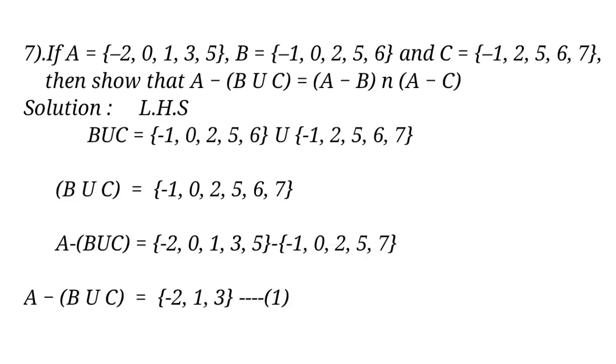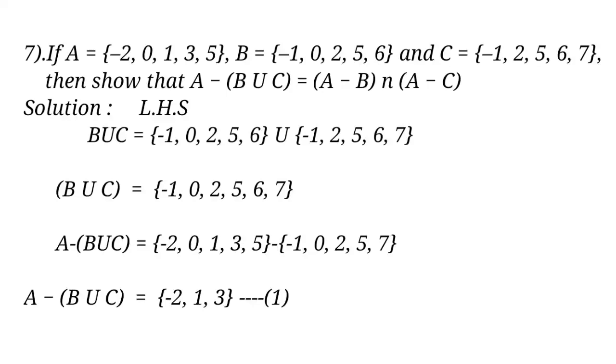Seventh one, if A is equal to {-2, 0, 1, 3, 5}, the set B is equal to {-1, 0, 2, 5, 6}, and the set C is equal to {-1, 2, 5, 6, 7}. Then show that A minus B union C is equal to A minus B intersection A minus C.